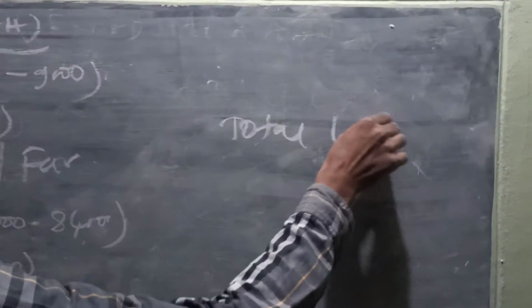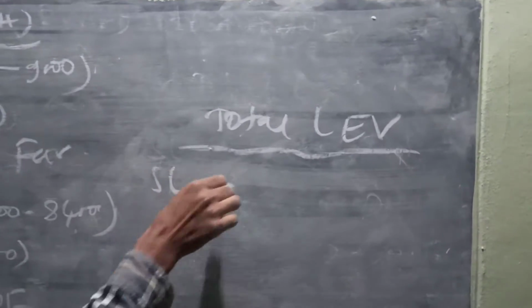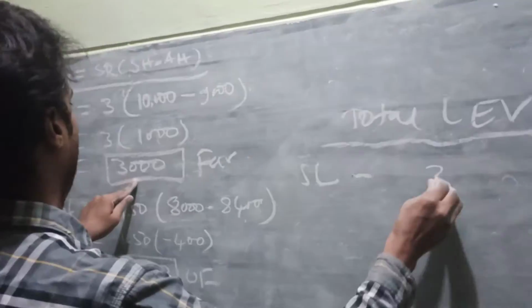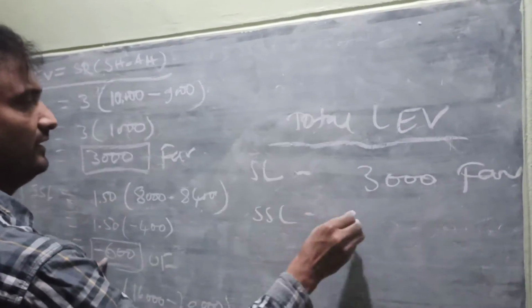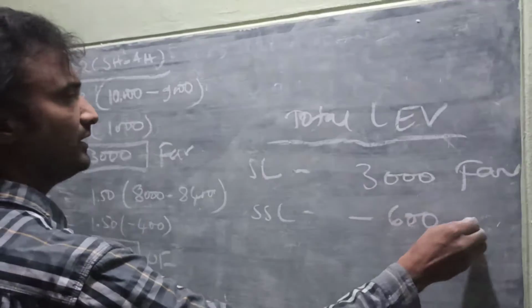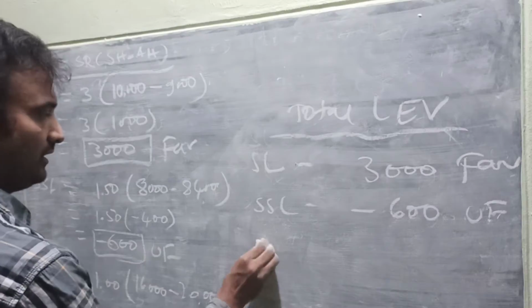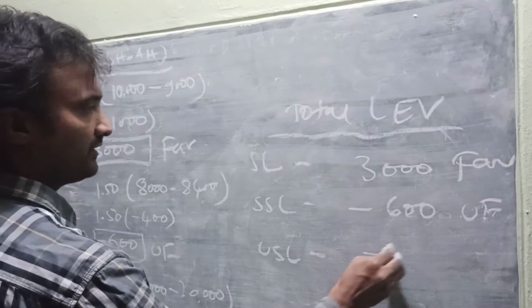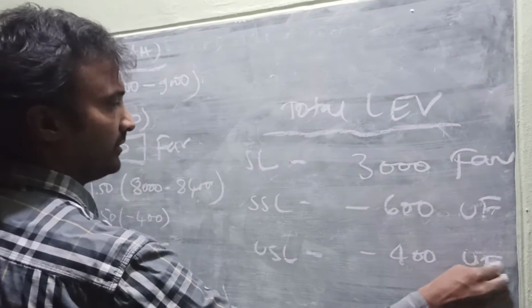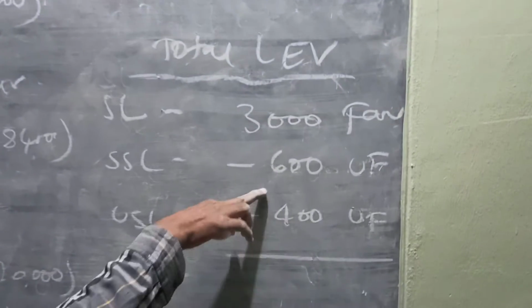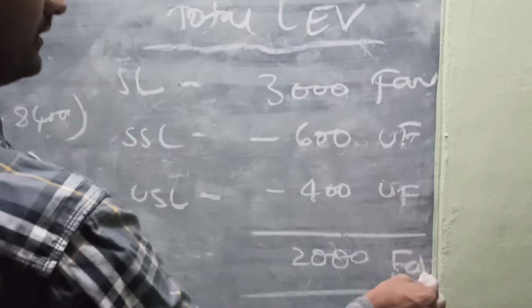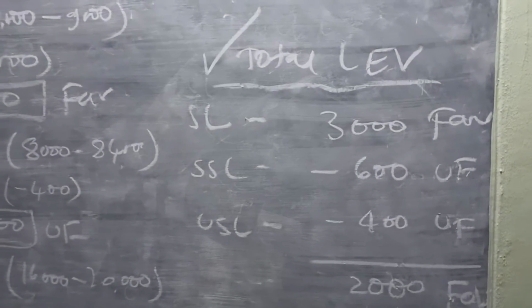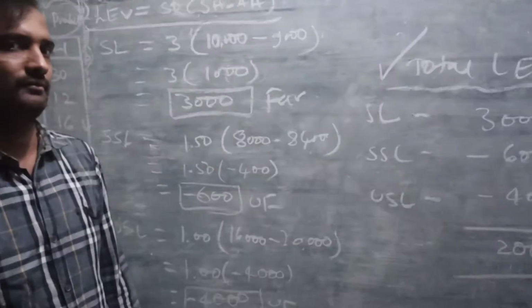To sum up, we should calculate the total LEV, labor efficiency variance. For skilled laborer it comes to 3,000 favorable. For semi-skilled laborer it is minus 600, unfavorable. For unskilled laborer minus 4,000, unfavorable. Therefore 1,000 is unfavorable, 3,000 is favorable. Therefore 2,000 is favorable, the total LEV, labor efficiency variance.